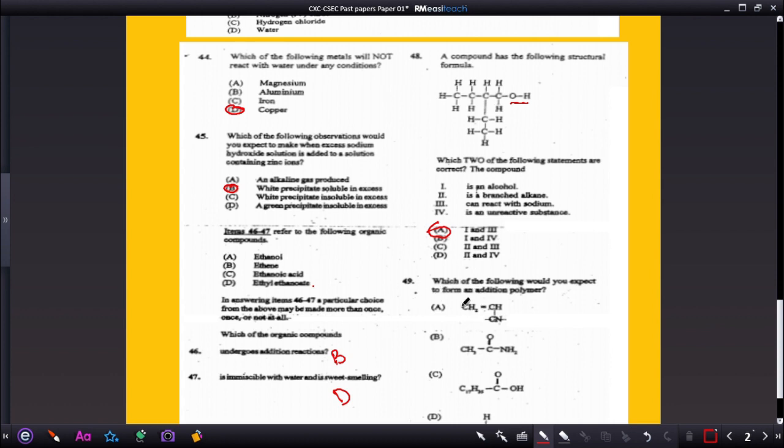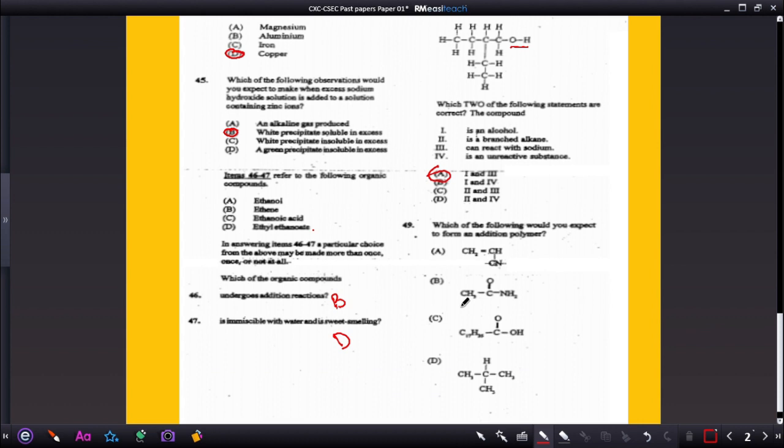All right, 49, which of the following would you expect to form an addition polymer? Remember, the addition polymers are the ones that contain double bonds, so look for the carbon to carbon double bond. Throughout the options, A is the only one that has the carbon to carbon double bond with the cyano group present.